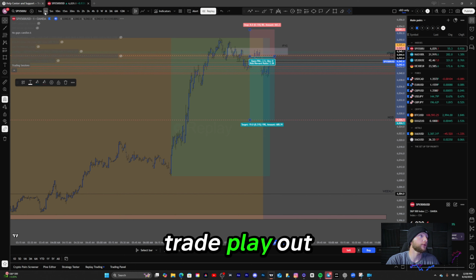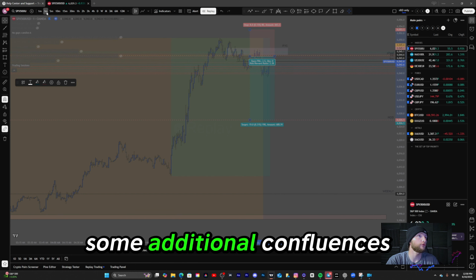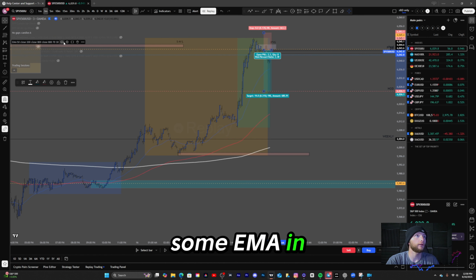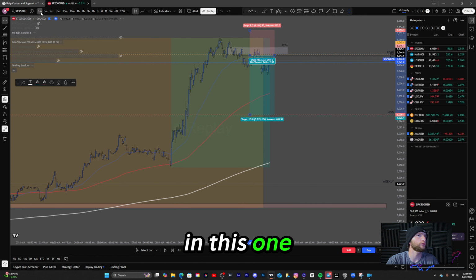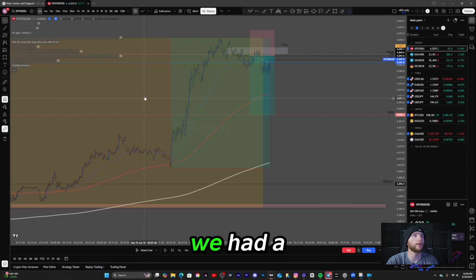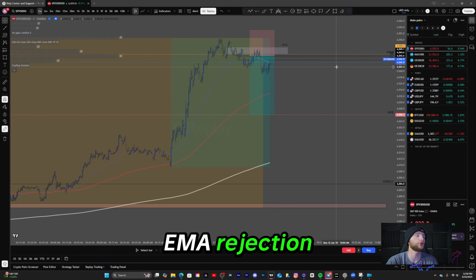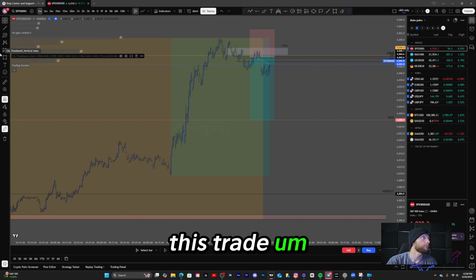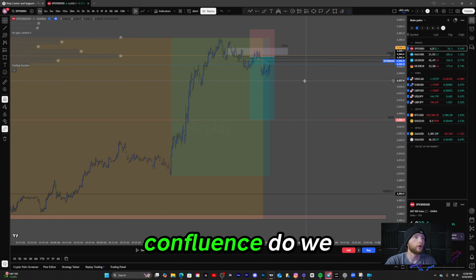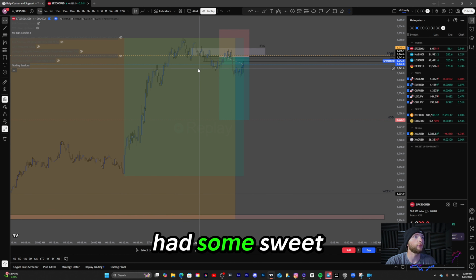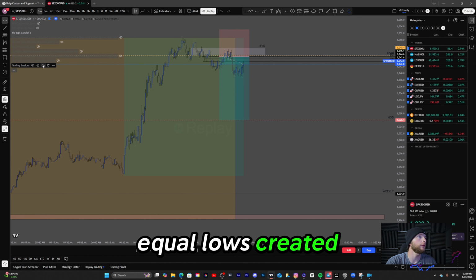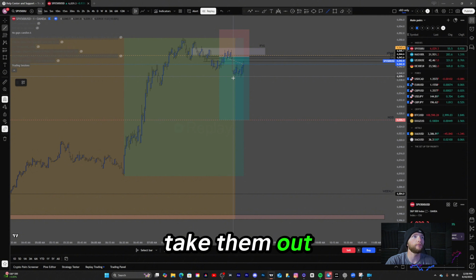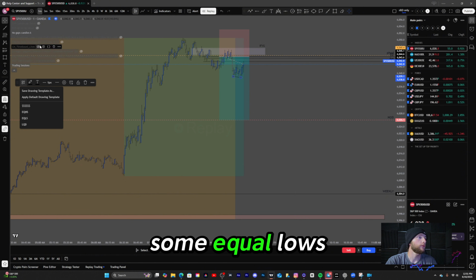As the trade played out, we actually gained some additional confluences. So I believe we also had some EMA in confluence. Actually, maybe not in this one. Yeah, we did. On the 1 minute, we had a lower time frame EMA rejection, so that's an added confluence to this trade. Now, what other confluence do we have? Oh, yes, we had some sweet equal lows created, which means that price is going to likely take them out. So we had some equal lows.